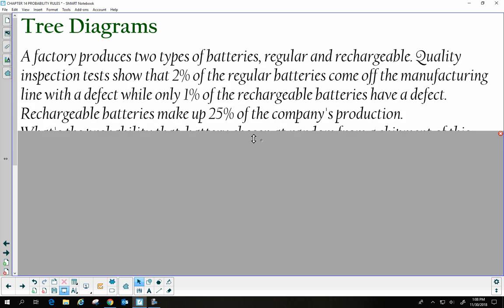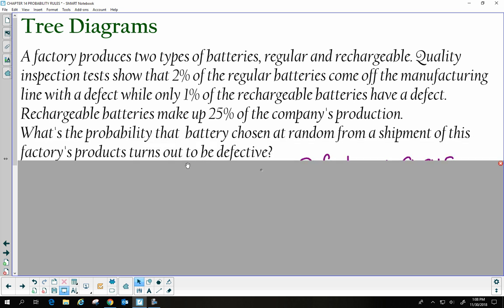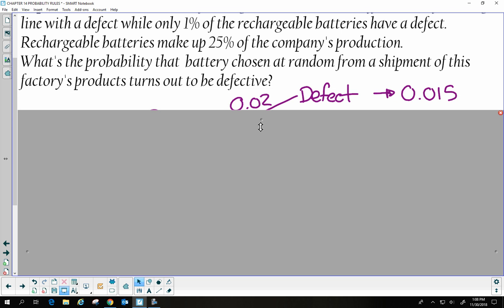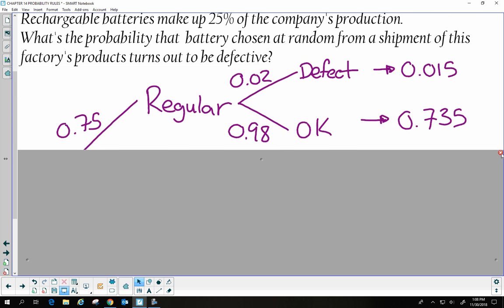So we're back to the battery scenario, same numbers: 25% rechargeable, 75% regular, 2% of regular batteries are defective, 1% of rechargeable batteries are defective. And so we want to find the probability that if we randomly choose a battery from a shipment, it is defective. And so what we can do is we can build a tree.